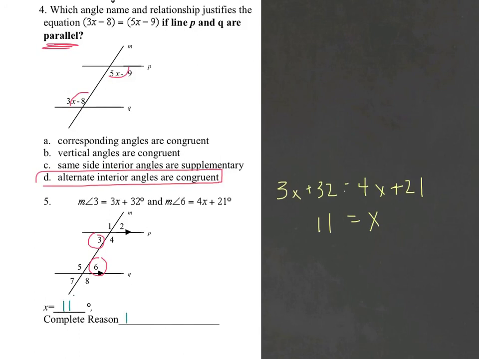My complete reason is parallel lines imply alternate interior angles that are equal to each other.